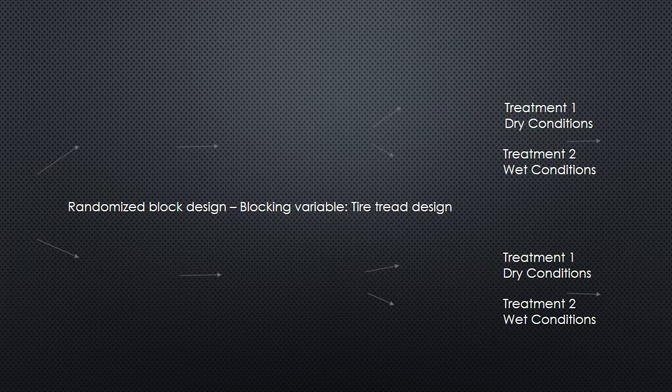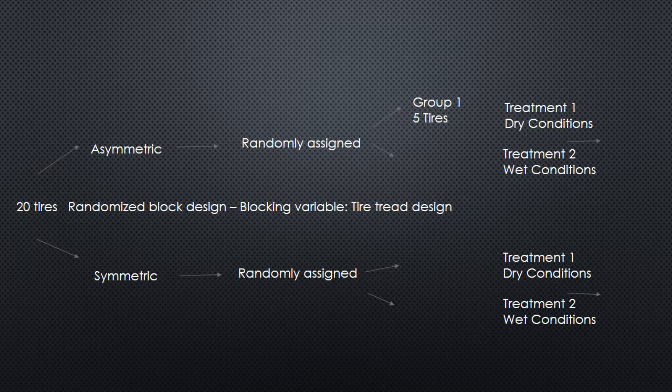And here visually we have a chart. So we have our main key here, our blocking variable, the tire tread design. We got some arrows, we're going to fill those in. So we have our 20 tires split into asymmetric and symmetric. Going to randomly assign them into two groups, 5 tires of each.